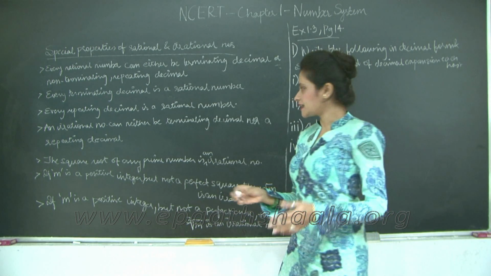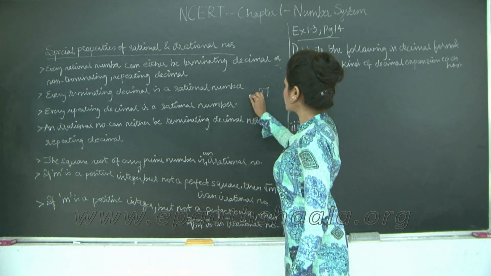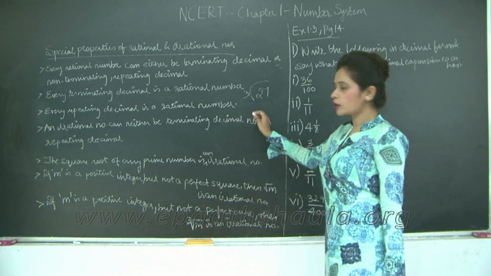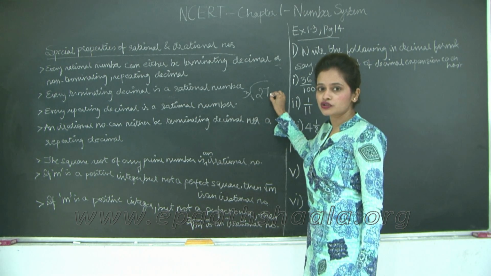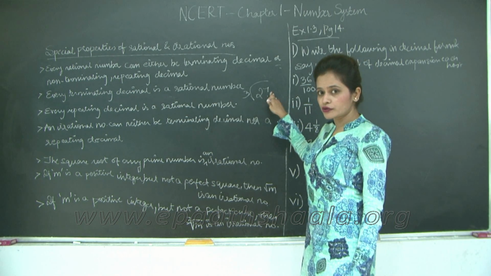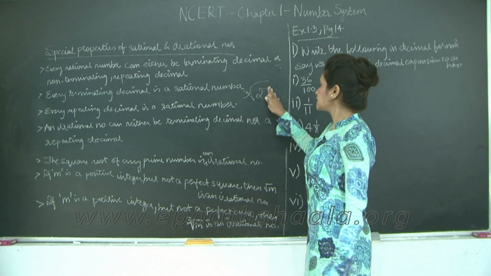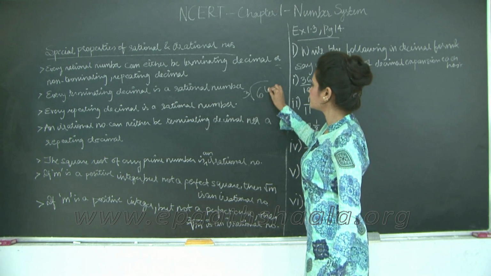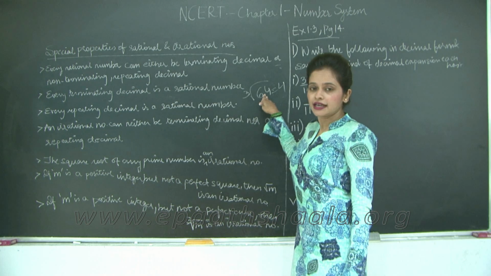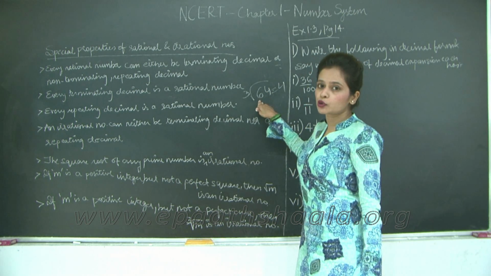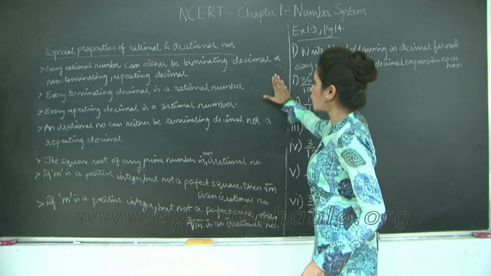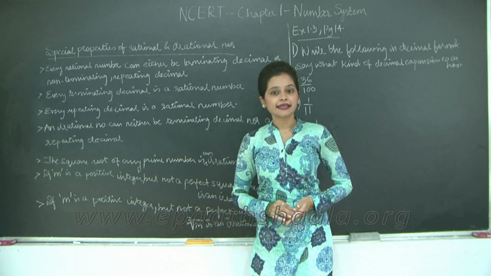Now for example I have 27. Is this an irrational number? No. Why? Because we know that 27 is 3 into 3 into 3, which is 3 cube. So 27 is a perfect cube, so the cube root of 27 is not an irrational number. Similarly, if I give you 64, the cube root of 64 we know is 4. So 64 is a perfect cube, therefore the cube root of 64 is not an irrational number. So with this we have learned certain very important and special properties of rational and irrational numbers.